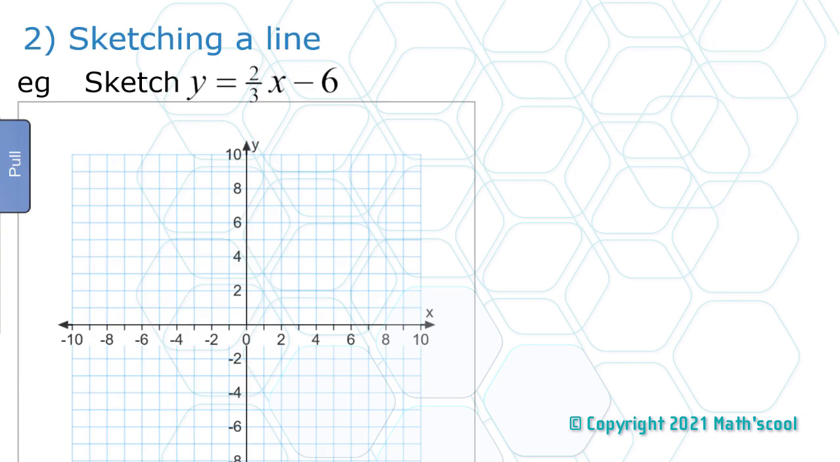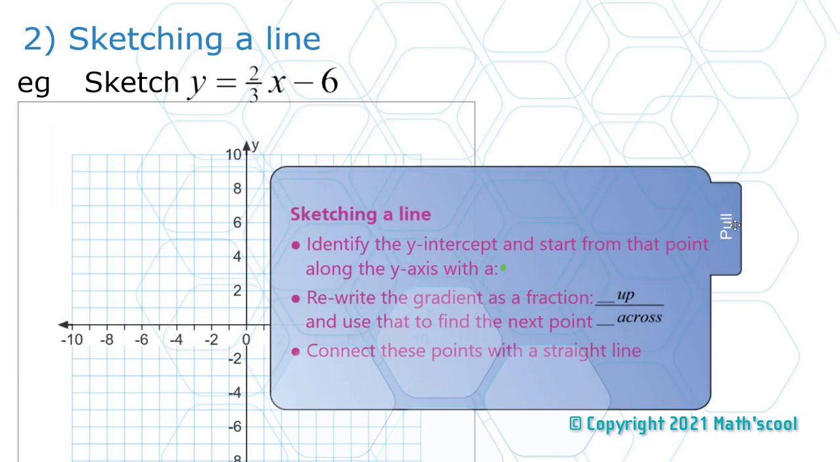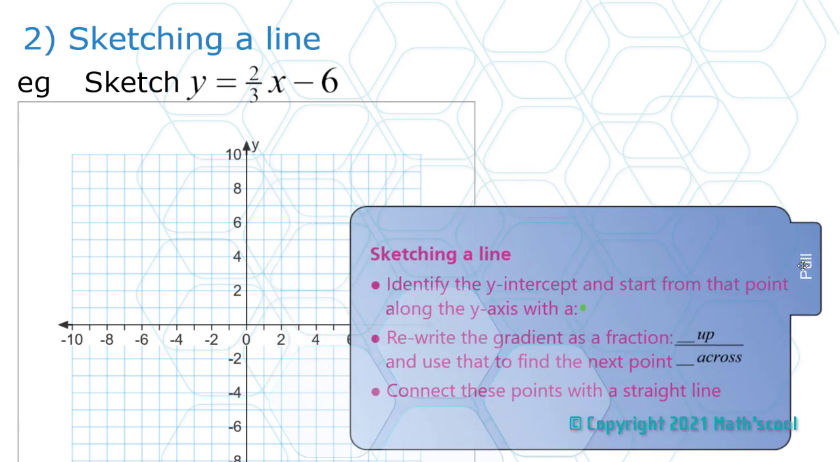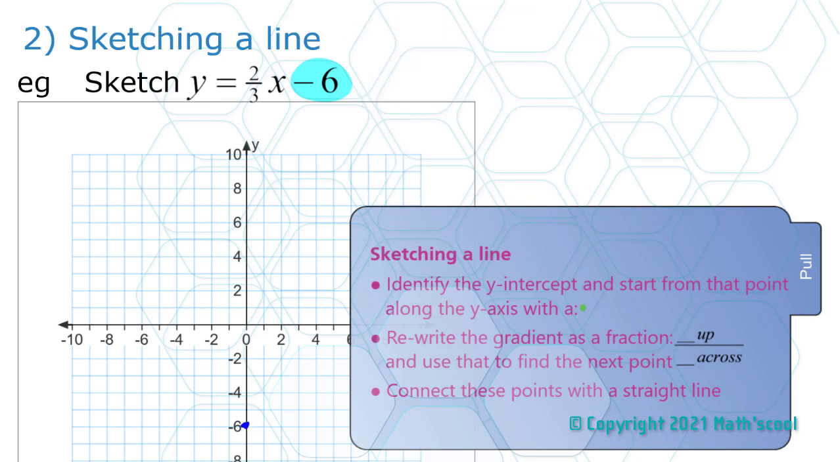Sketching a line. So if we have a line in the form y equals mx plus c, we can identify the y-intercept and start from that point. So in this case, my y-intercept is going to be minus 6. It's the number that's on its own. So the y-intercept is going to be minus 6.